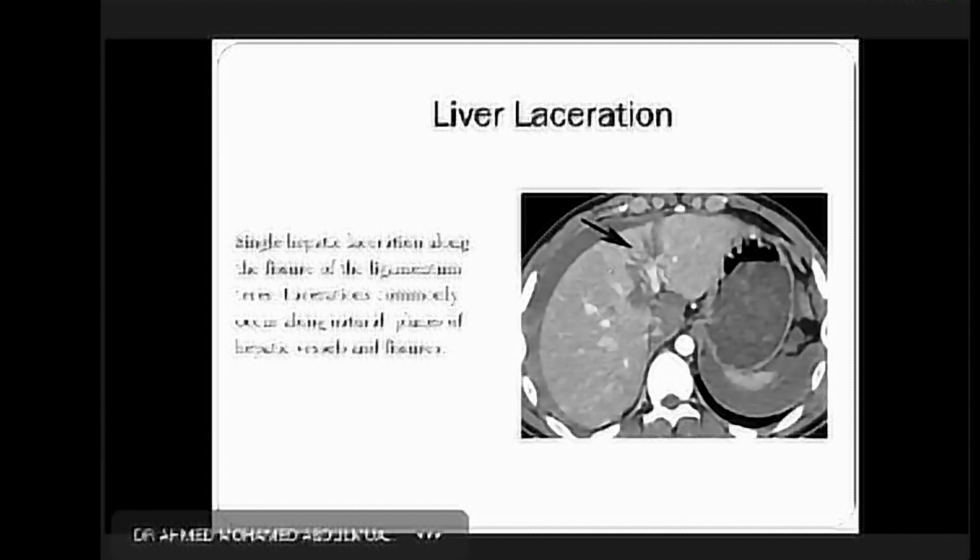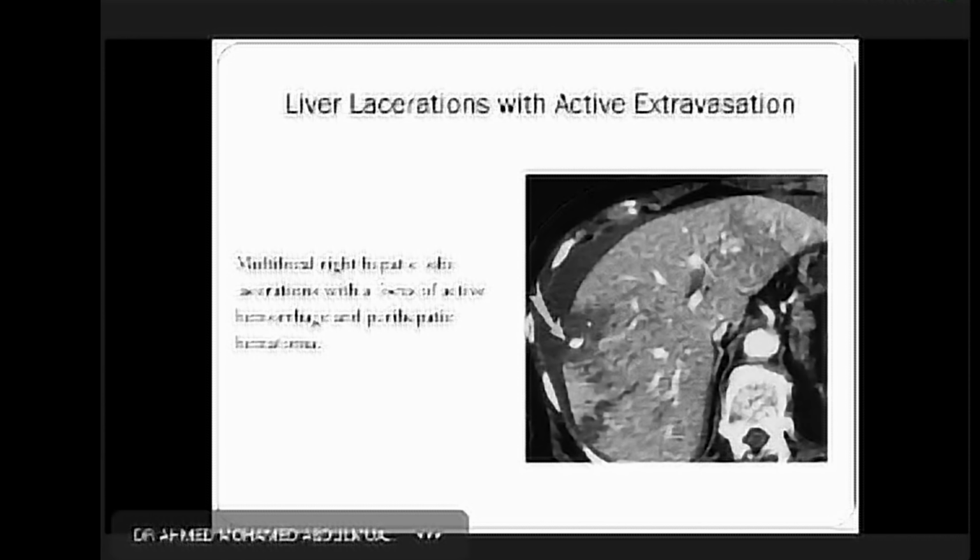Mainly we have to check what segment and what lobe the laceration involves, whether it involves the capsule, and whether there is already a collection outside the liver. So we have to make sure. And this is a multifocal right hepatic lobe laceration with a focus of active hemorrhage. You can see, because we give contrast, when the contrast goes outside because of the active hemorrhage, there is a brightness within the laceration here, and you can see there is already a perihepatic hematoma here.